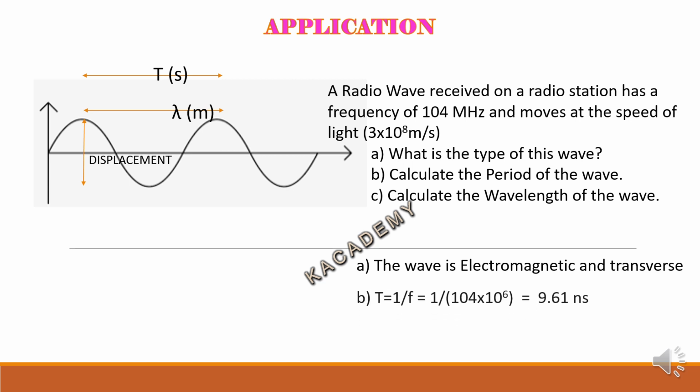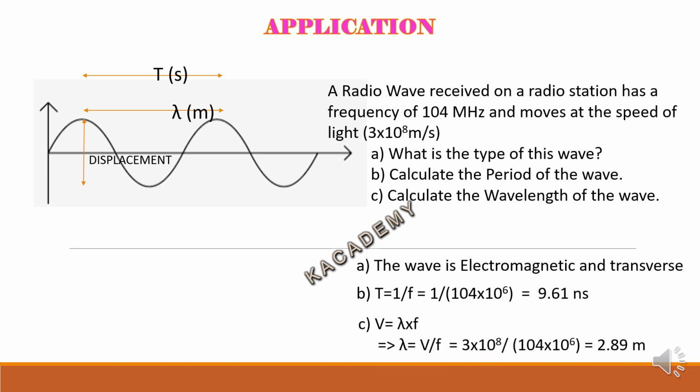Now, regarding the period, we saw earlier that the frequency is 1 over the period. Therefore, we can rearrange this formula to say that the period T is 1 over the frequency. So T is equal to 1 over f. So it's equal to 1 divided by 104 times 10 to the power 6, which is the 104 megahertz. And therefore, we say that the period is equal to 9.61 nanoseconds, noting that nano refers to 10 to the power -9.